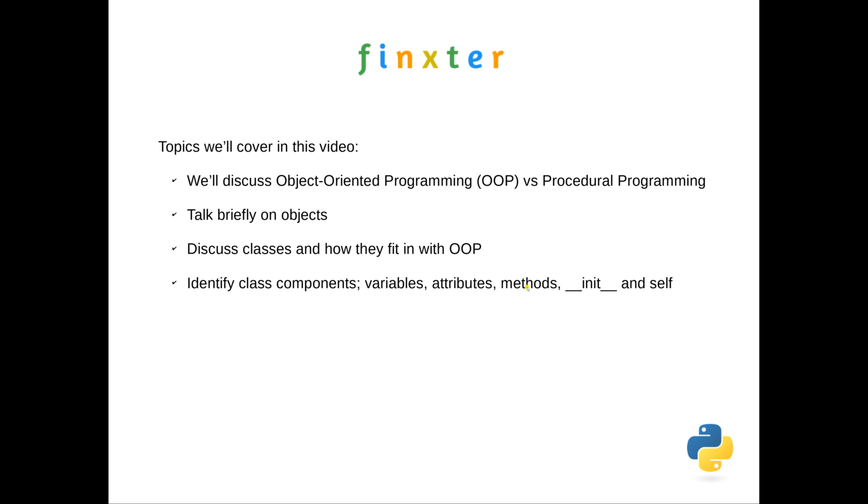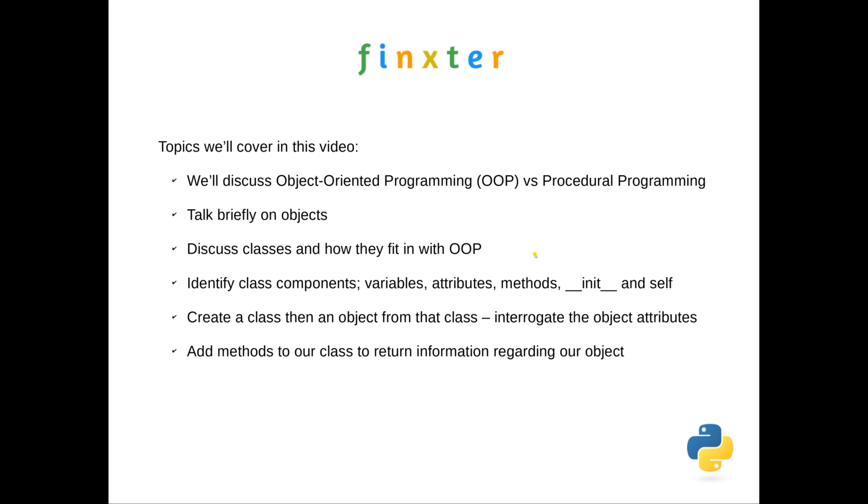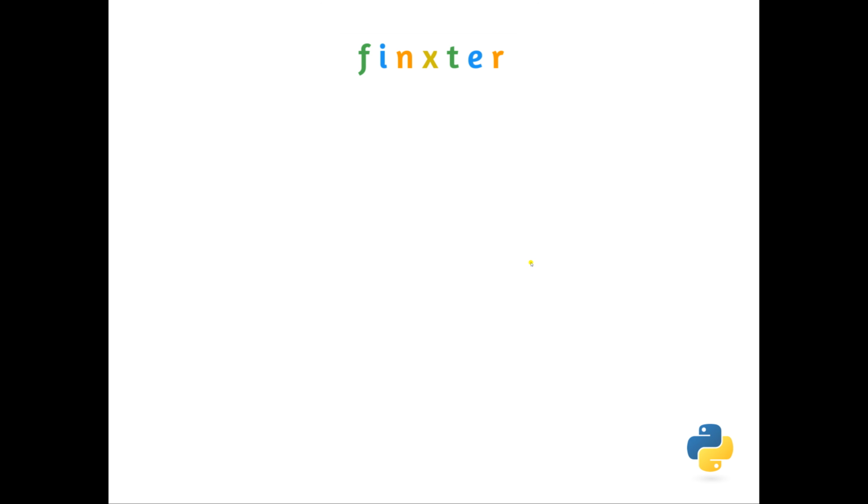Then within classes, we'll identify a few of their components. We'll talk about variables, class variables. We'll talk about the attributes. We'll talk about methods and the function init, and within that function, the self and how that works. And then we'll create a class. We'll create an object from that class, and then we'll interrogate the object attributes. Then finally, we'll add methods to our class, which will return information regarding our object.